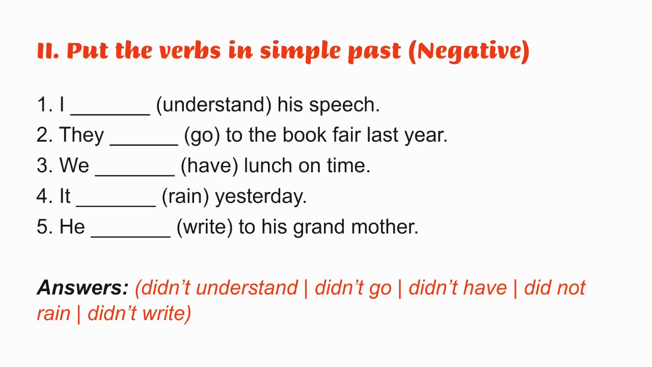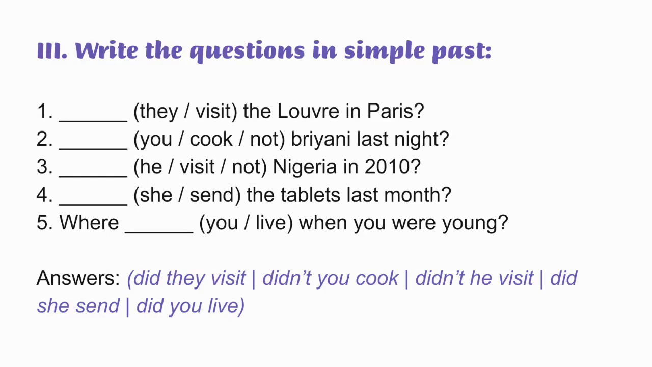Moving on with exercise number 3. Write the question in simple past, positive or negative according to the instruction. Here we need to see the positive sentence pattern of question in simple past: first the helping verb did, subject, and then the base verb. In the negative question form, first again the helping verb and the negative form not or the contraction didn't, subject, and the base verb.